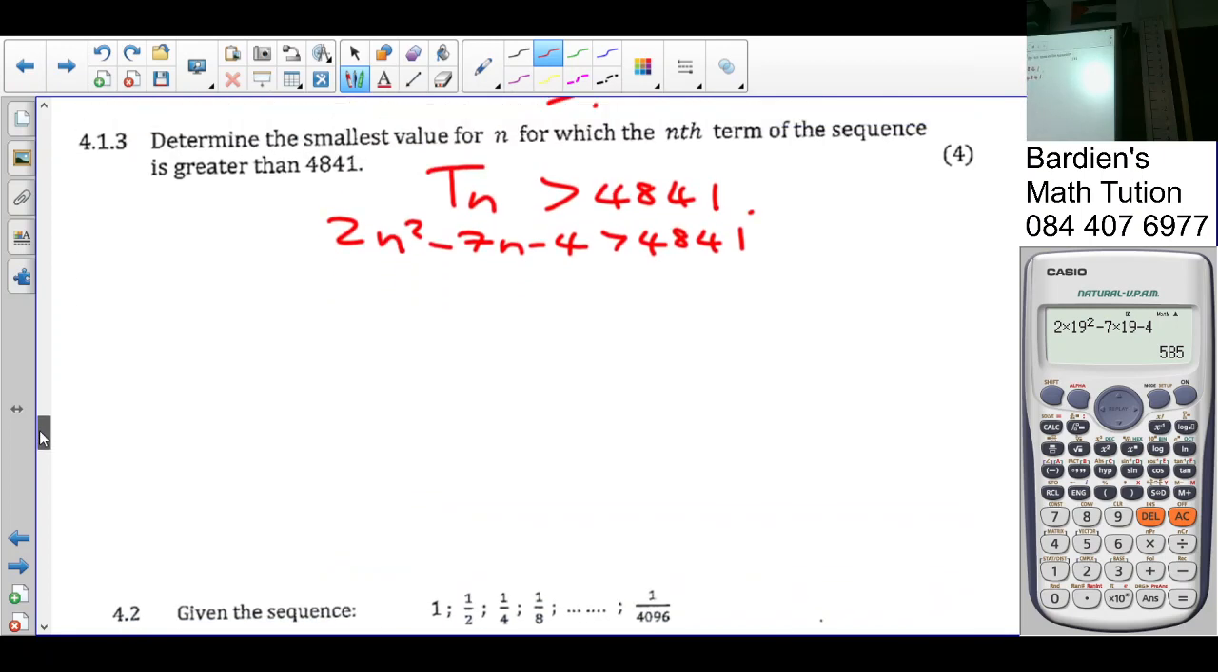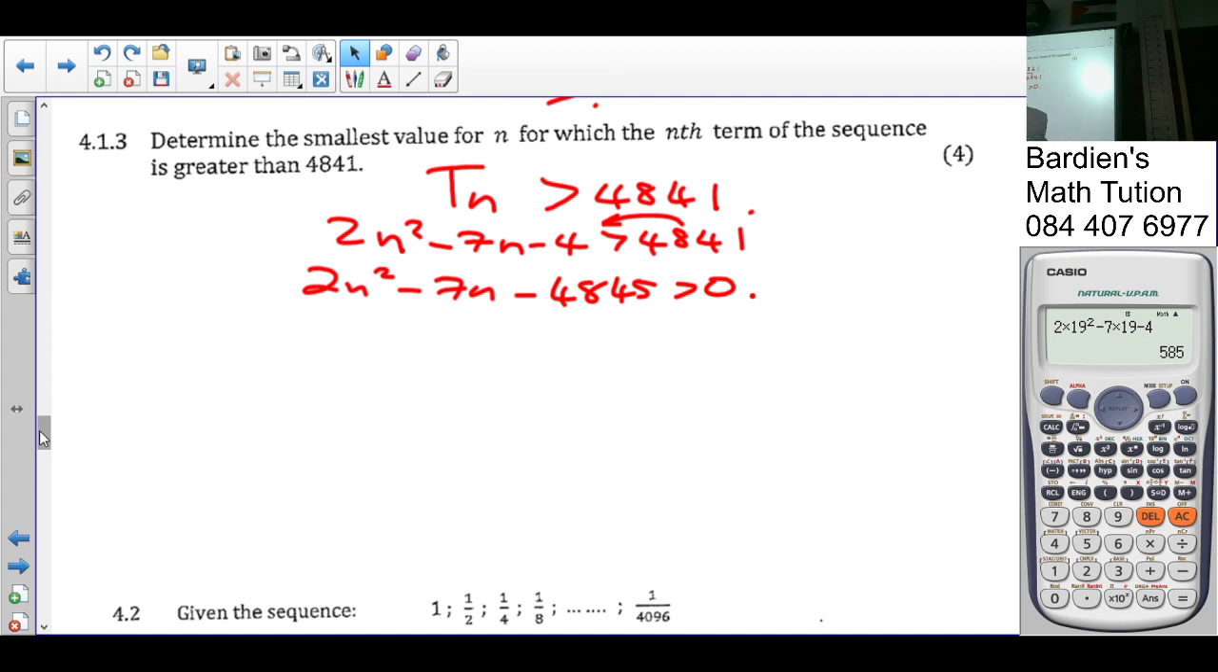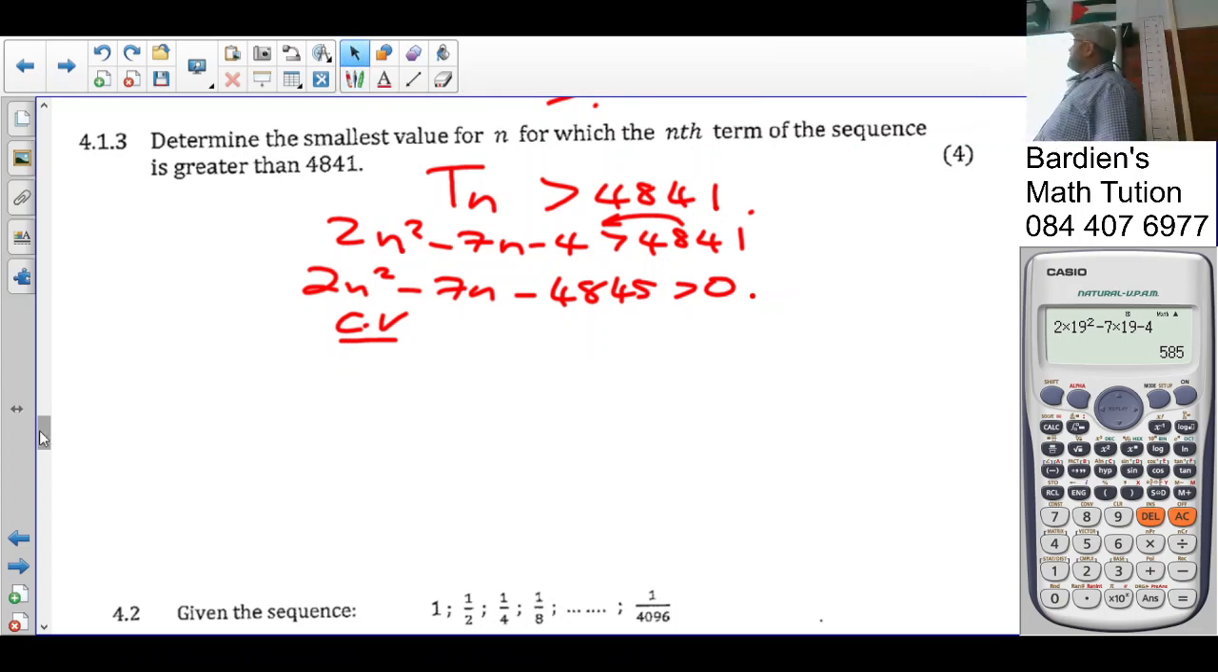Okay? So I bring that over the equal sign. It becomes 2n squared minus 7n minus 4,841 minus 4. So it will be 4,845. So there are two ways I can do this. I can work out the critical values either by using the quadratic formula, or by using trinomial factorization. The trinomial factorization will take a very long time.